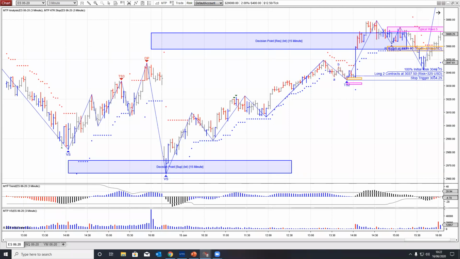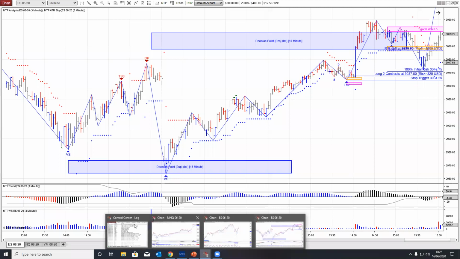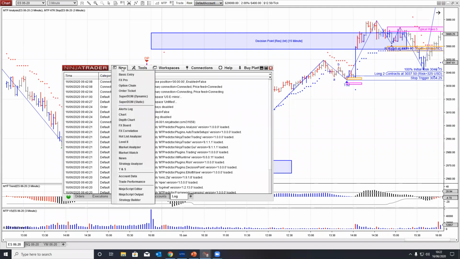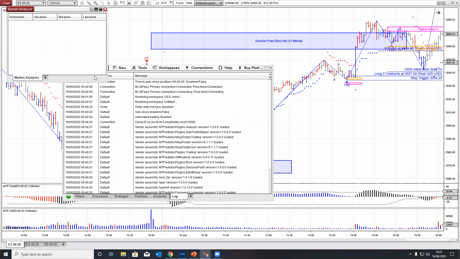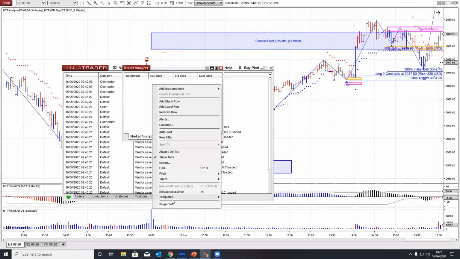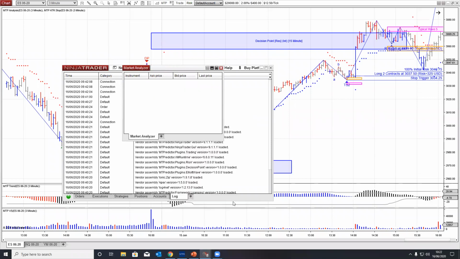TJ, was that, how do you show the market analyzer? Was that what you were talking about? Market analyzer? Yeah, if you want to set up a market analyzer, it's really easy. You go to the control center. You go to new market analyzer. There you go. So you pull up a new market analyzer. We right mouse click. We have pre-built templates. So we load pre-built templates.